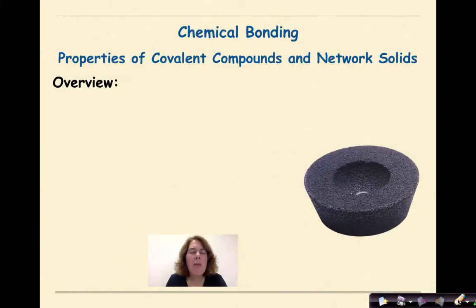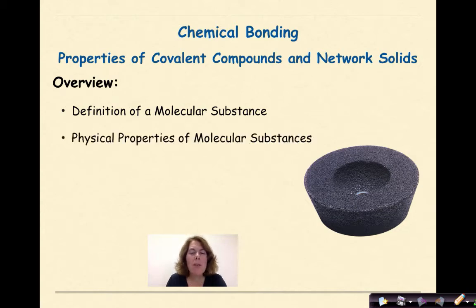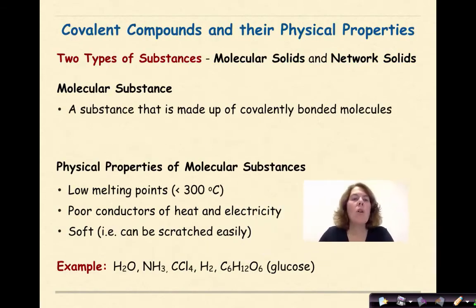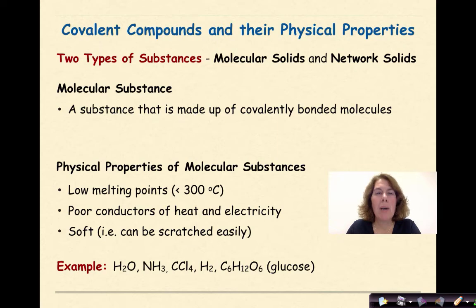Today we're going to talk about the properties of covalent compounds and network solids. Specifically, we're going to look at the definition of a molecular substance, physical properties of molecular substances, definition of a network solid, examples of network solids, and finally, physical properties of network solids. Covalent compounds and their physical properties.